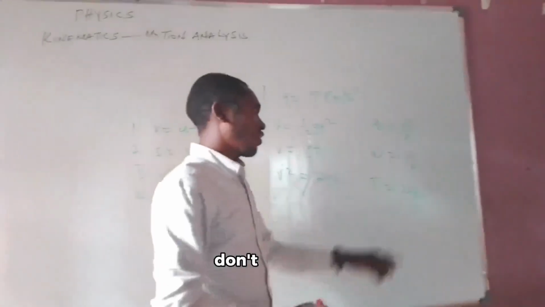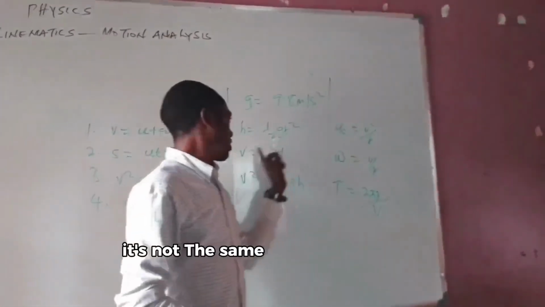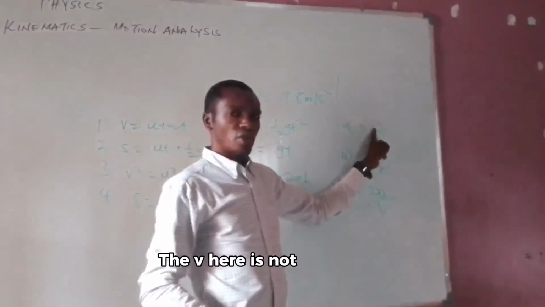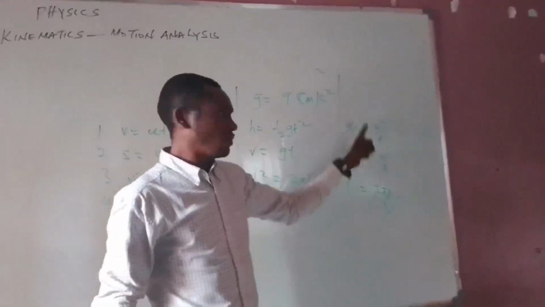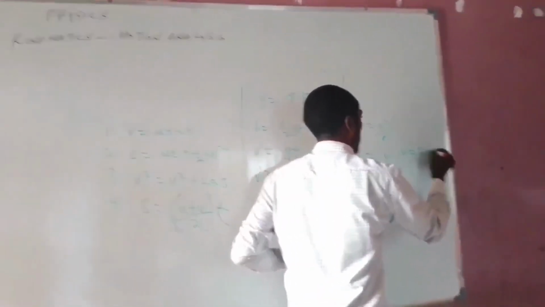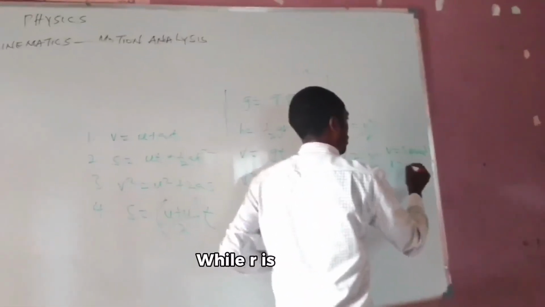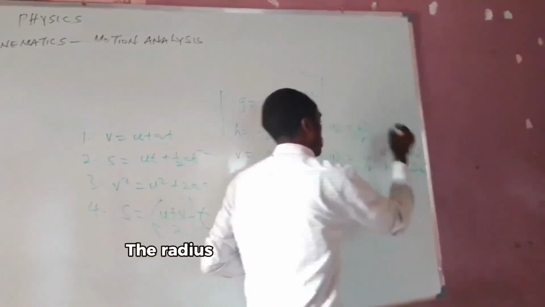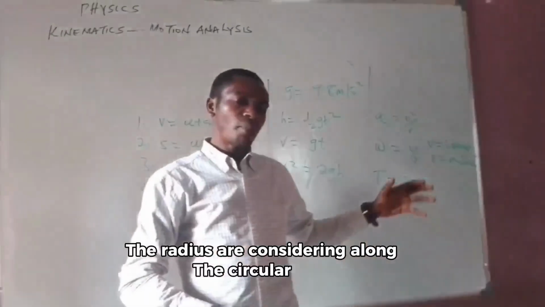Now, the v here, don't forget, is not velocity. It's not the same thing as what is used earlier. The v here is referred to as speed, while r is radius. The radius is considered along the circular path.